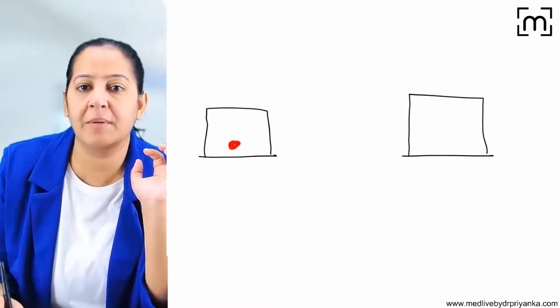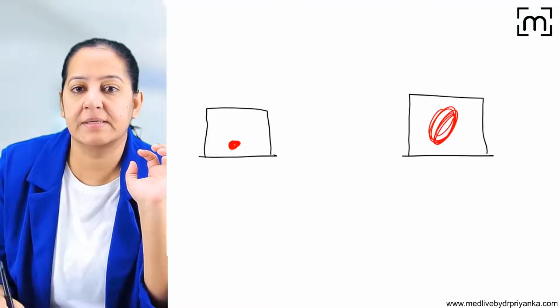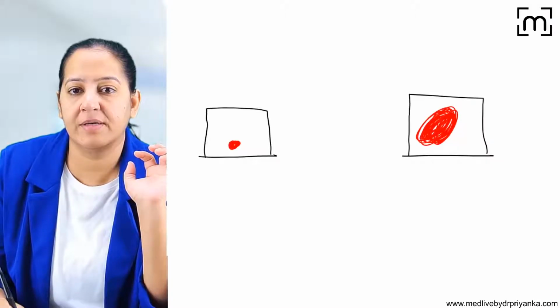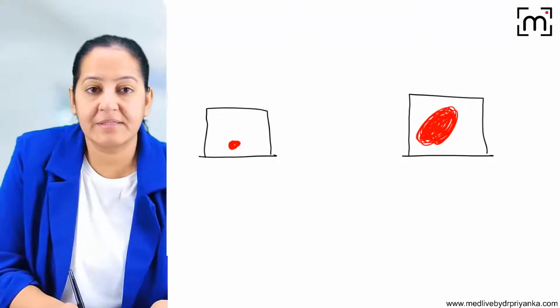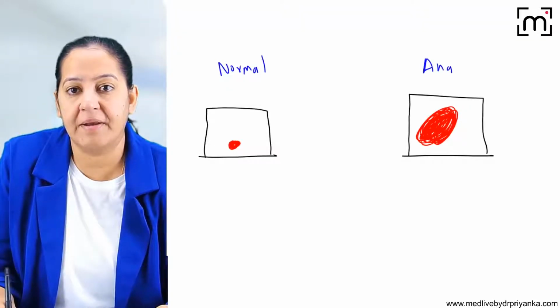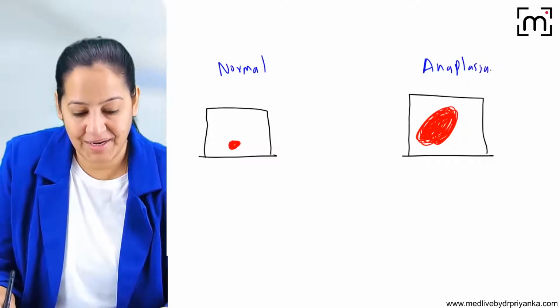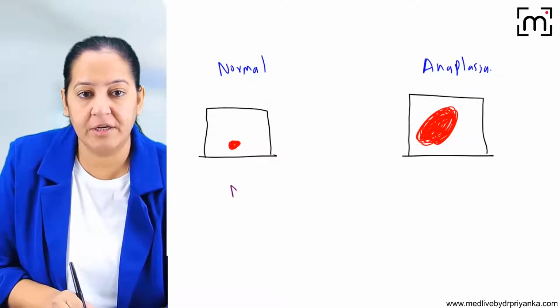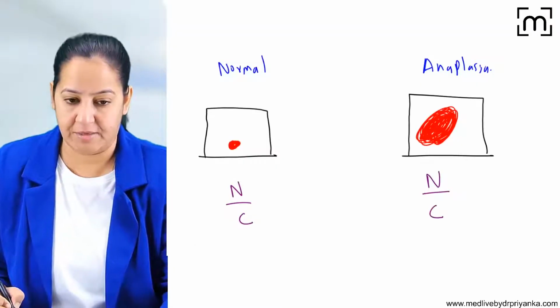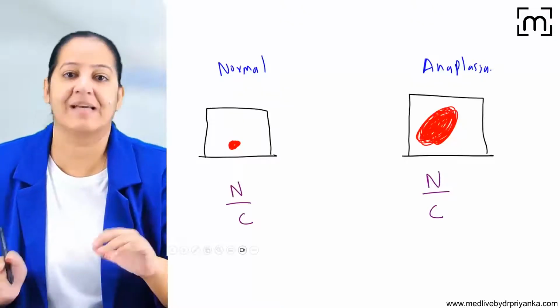Now see the nucleus normally. And here this is the nucleus. See the nucleus in the anaplastic cell. Let me draw and highlight the nucleus in the anaplastic cell. You can see this one is normal. And you can see this is anaplasia. Okay, now consider NC ratio here, nucleus upon cytoplasm. The size of the nucleus upon size of cytoplasm.